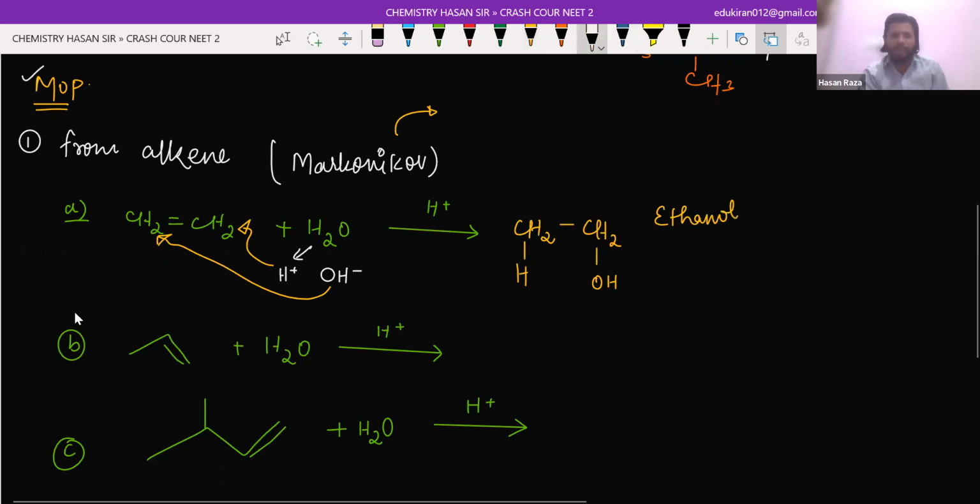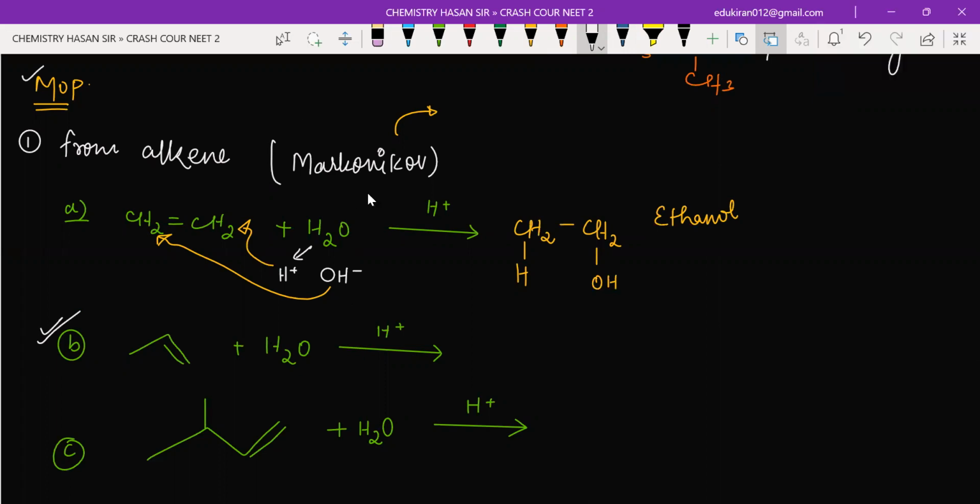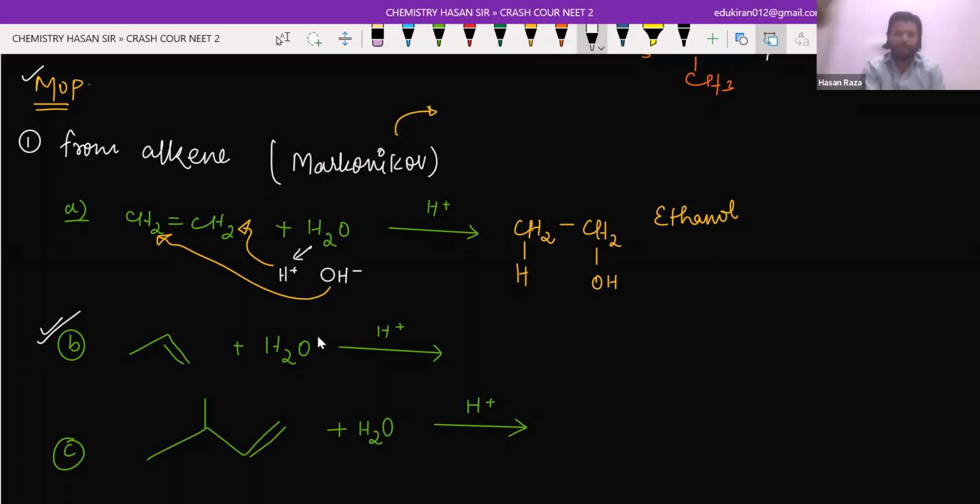But when we have an unsymmetrical alkene, we are going to apply Markovnikov, and it will help you to find the product. Please do the B or C. The second one is propan-2-ol. That's great. You can see this has two parts, H plus and OH minus. OH minus will go to that carbon which has a lesser number of hydrogen. So this will be the product, propan-2-ol.